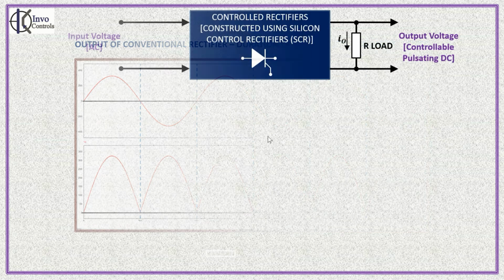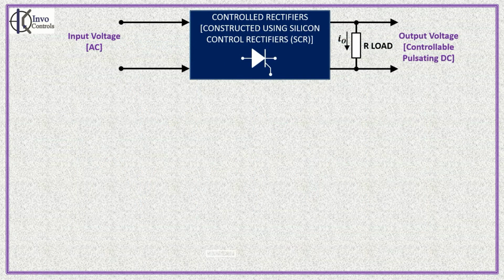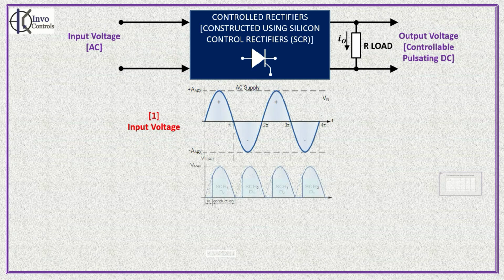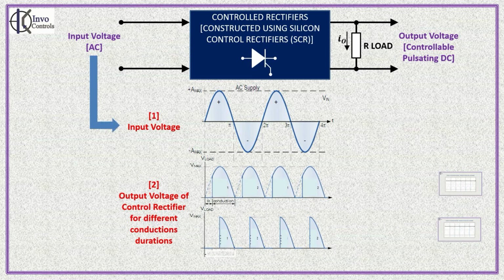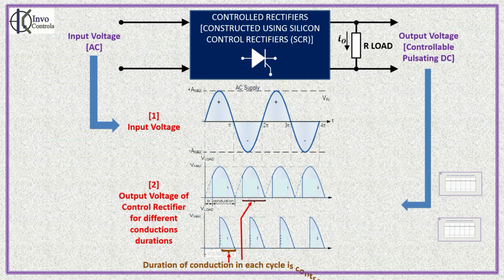Let us now look at the controlled rectifier with resistive load for the same input signal. The output voltage here too is a pulsating DC, but there is one important difference. The duration of conduction in each half cycle is controllable. Let me reiterate, the duration of conduction in each half cycle is controllable.